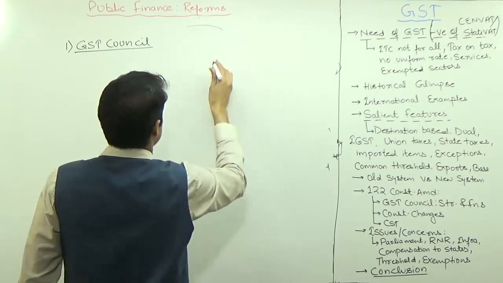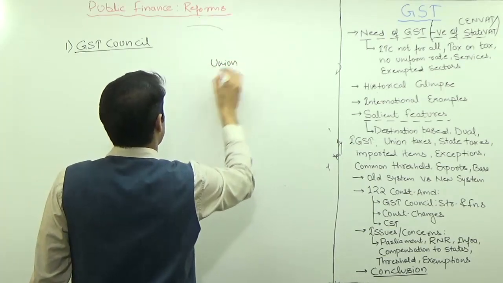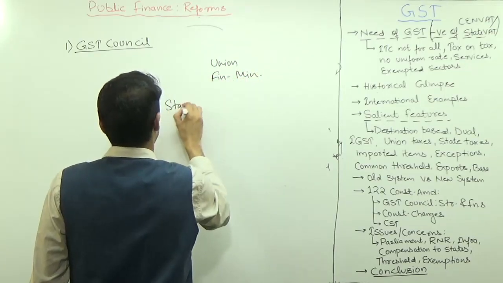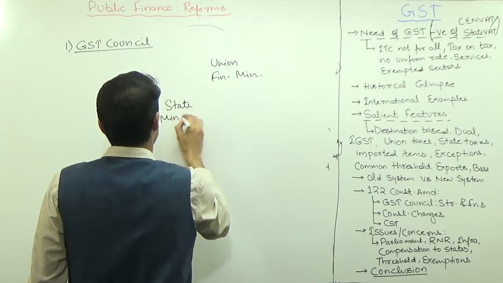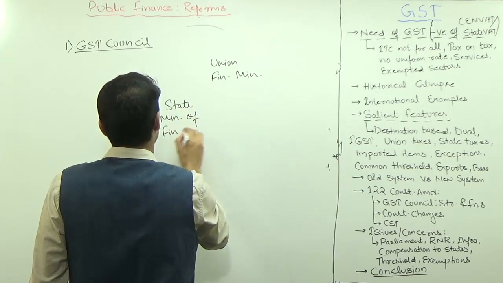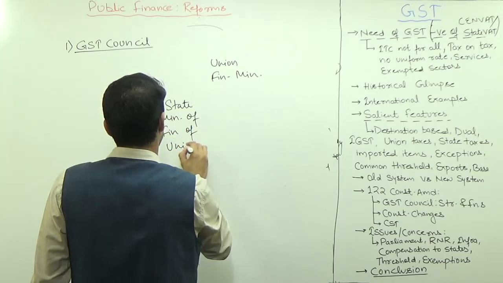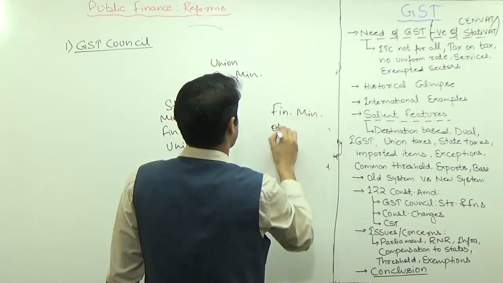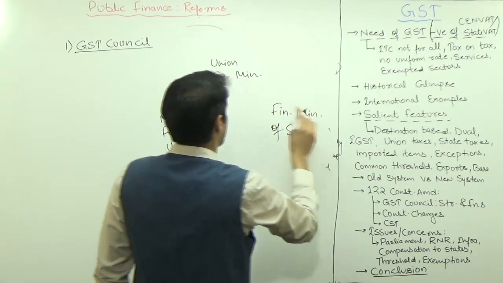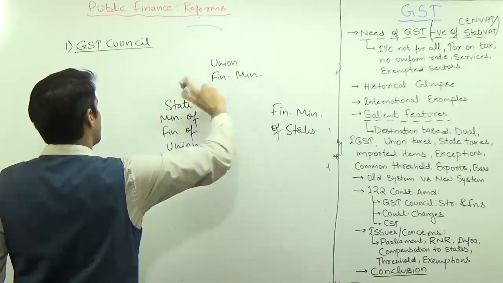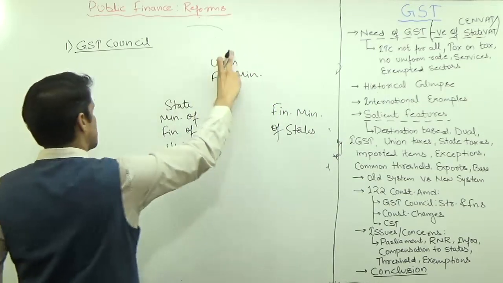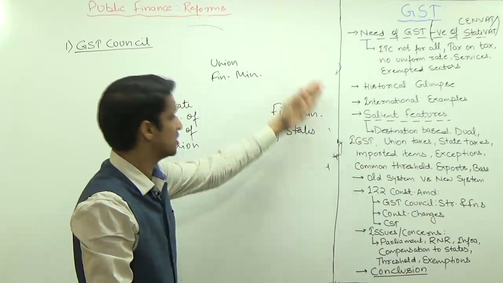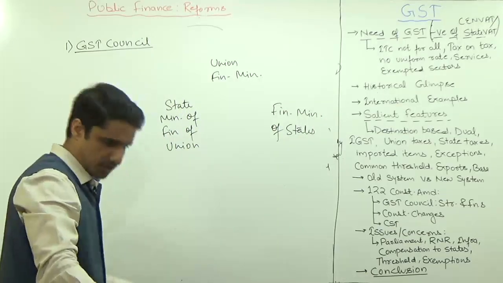GST Council will be a council of the Union Finance Minister, the State Minister of Finance of the Union Government, and the Finance Ministers of states. So it means there will be two representatives of the Union. First is the Union Finance Minister, who will be the head of this council, and then the State Minister of Finance of the Union, and then the Finance Ministers of states. So three bodies are there, three entities are there.